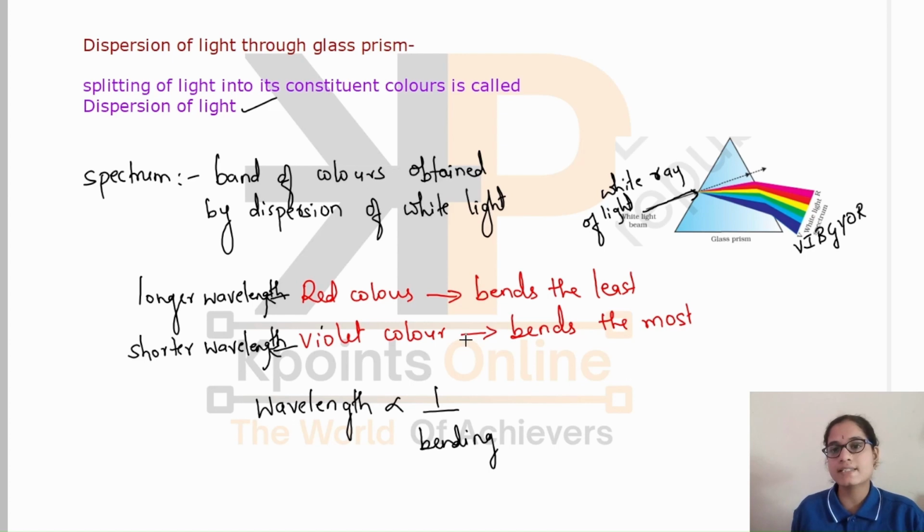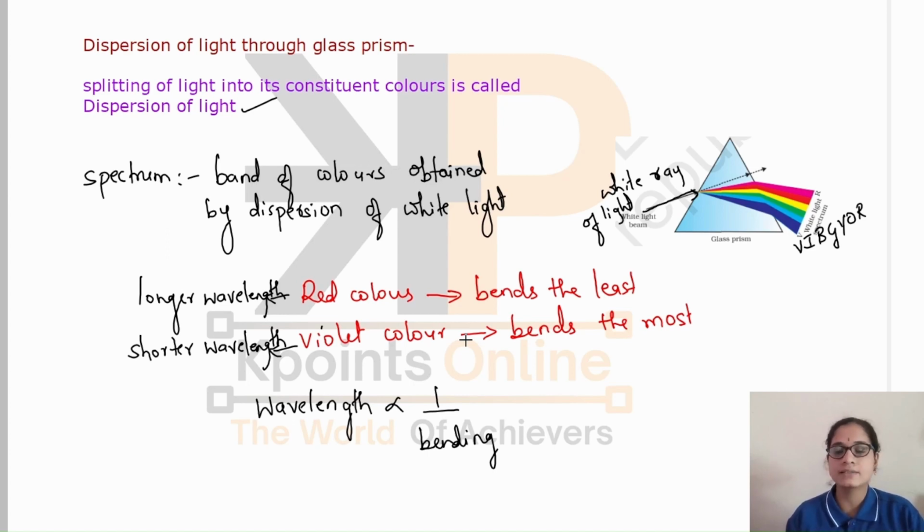Here the question arises: when white light splits into different colors, is it possible to combine all these colors and get white light again? And the answer is yes, because white light is composed of 7 different colors.